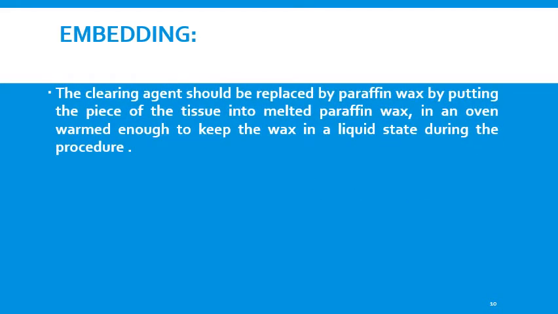This step is called embedding أو ما يسمى بالطمر. The clearing agent should be replaced by paraffin wax by putting the piece of tissue into melted paraffin wax in an oven warmed enough to keep the wax in the liquid state during the procedure.